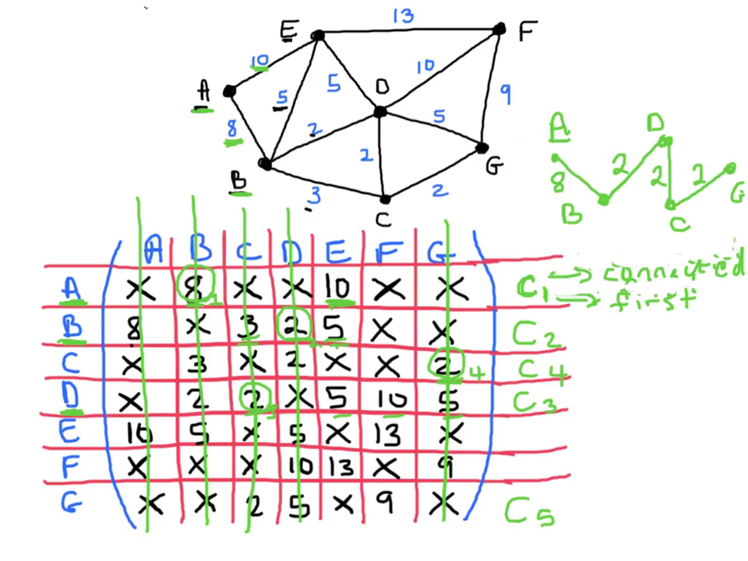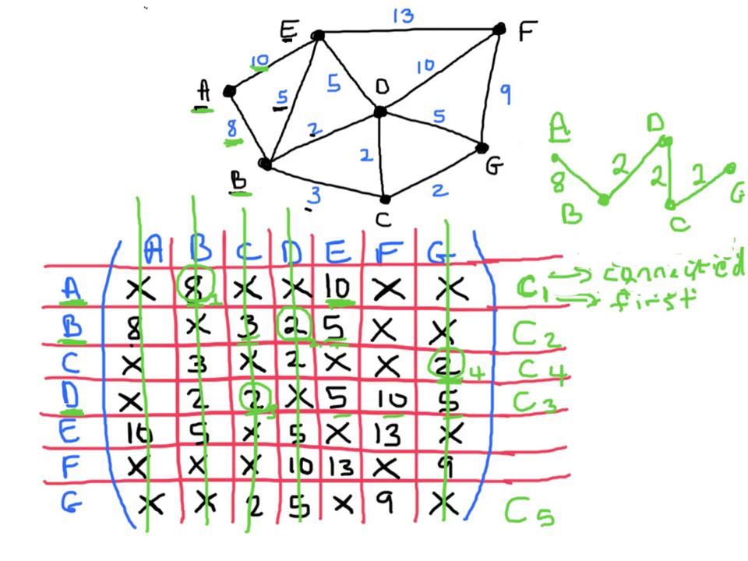Again, repeat what I've been doing for the last few times, and look at the connected rows, look at the values that are not already crossed out, and choose the smallest of these values. So in row A, I have the value 10. In row B, I have the value 5. In row C, I have no value. In row D, I have the values 5 and 10. And in row G, I have the value 9. Now the smallest of these is the value 5.